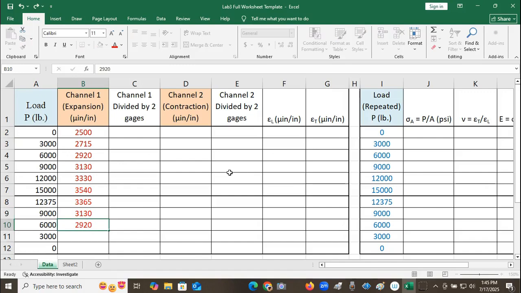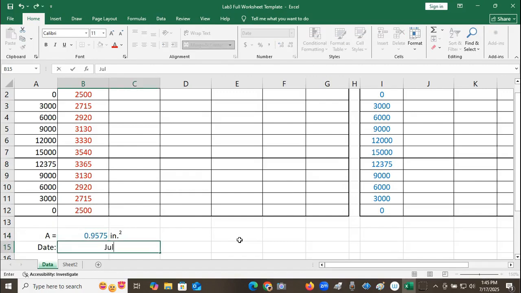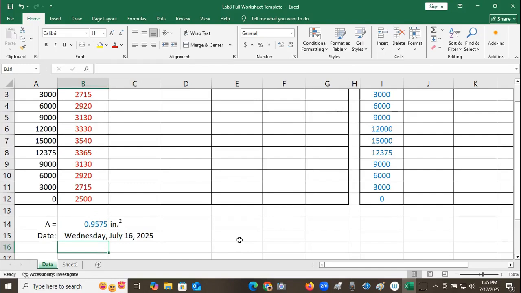So all I'm doing here is typing in the numbers that were collected in the materials lab. And then the cross-sectional area for this. I told you what the cross-sectional area for this was, didn't I? 0.9575, and then the date, that was July 16th, 2025. Okay, it tells me what day of the week it was, Wednesday.